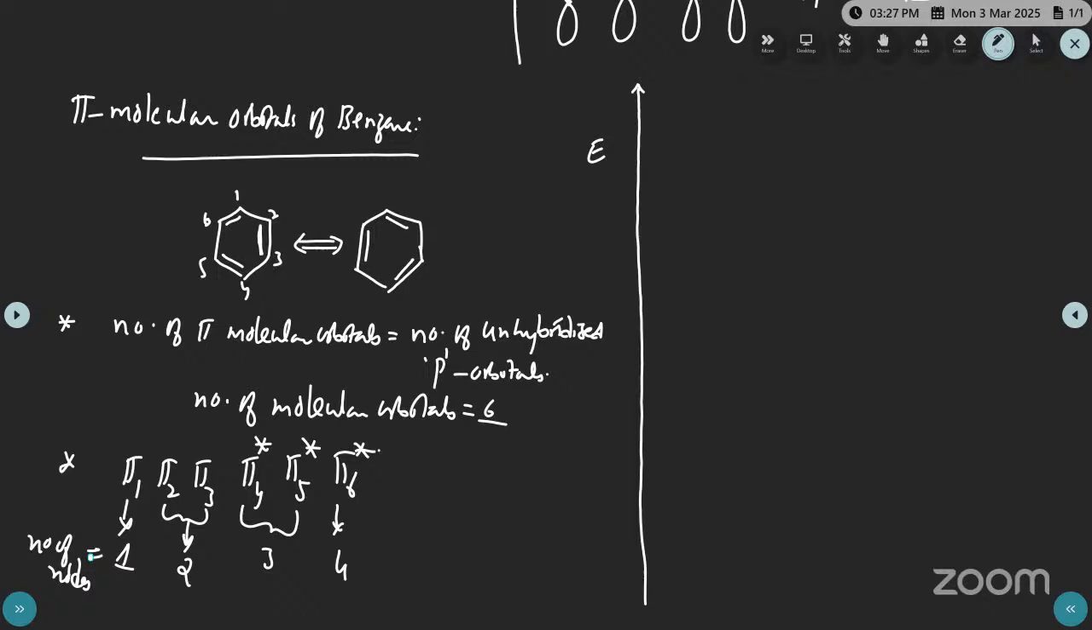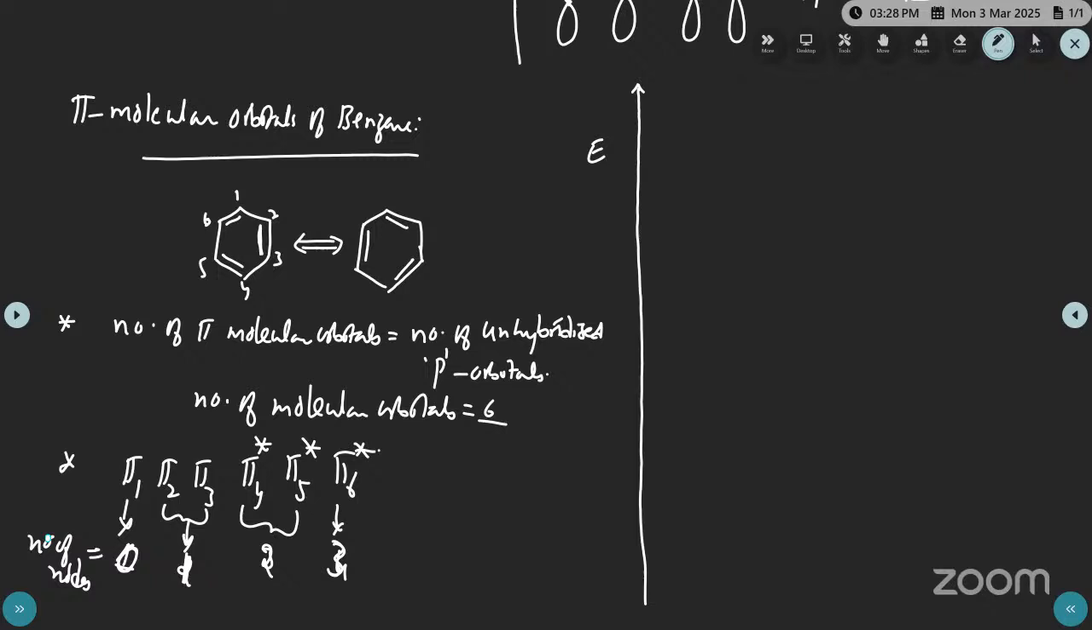Cyclic structures have a different number of nodes. Earlier, what is a cyclic structure? It is cyclic. How is 1,3-butadiene? It is an open structure. Since it is an open structure, we followed that formula for nodes. But here, the number of nodes for the 6 molecular orbitals: pi 1 is 0, pi 2, pi 3 is 1, pi 4, pi 5 is 2, and pi 6 is 3. So, maintaining like that, we have to draw the molecular orbitals.